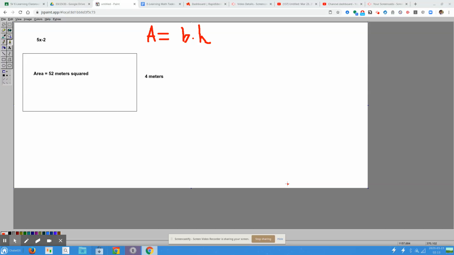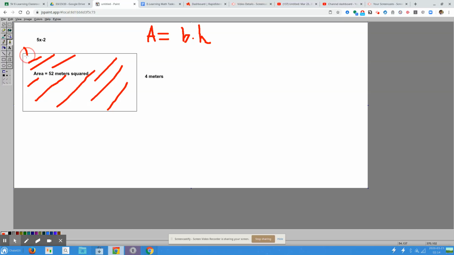You see on this screen here a rectangle. Its entire area, meaning the amount of space that it takes up on its flat inside surface, is 52 meters squared. You're given some dimensions. The length of its base is 5x minus 2. The height of the base is 4 meters.